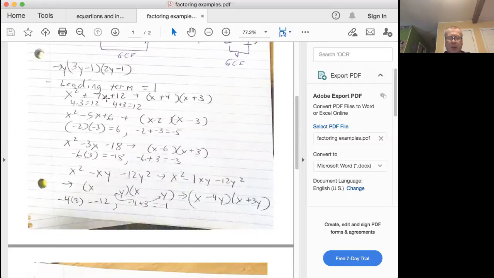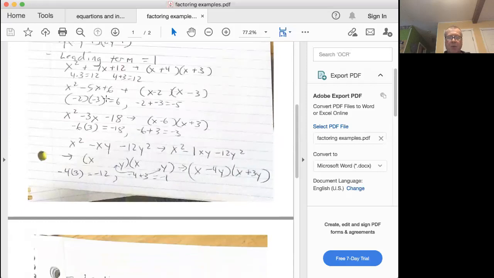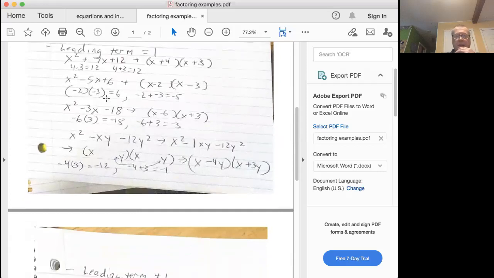What happens when the leading term is 1? This is the best of all scenarios when we have a trinomial. We have an x squared plus 7x plus 12. So this is the reverse of what we did up above when we multiplied two binomials together.